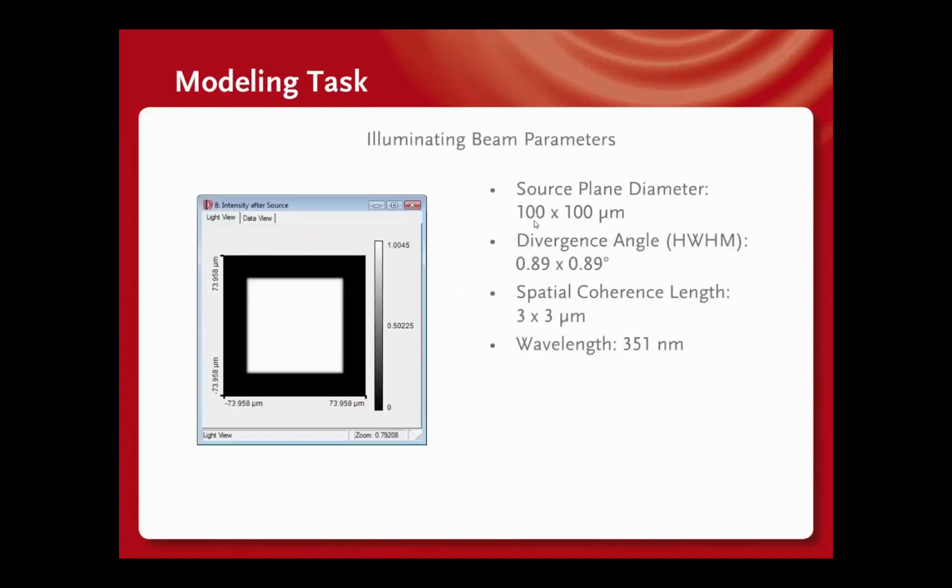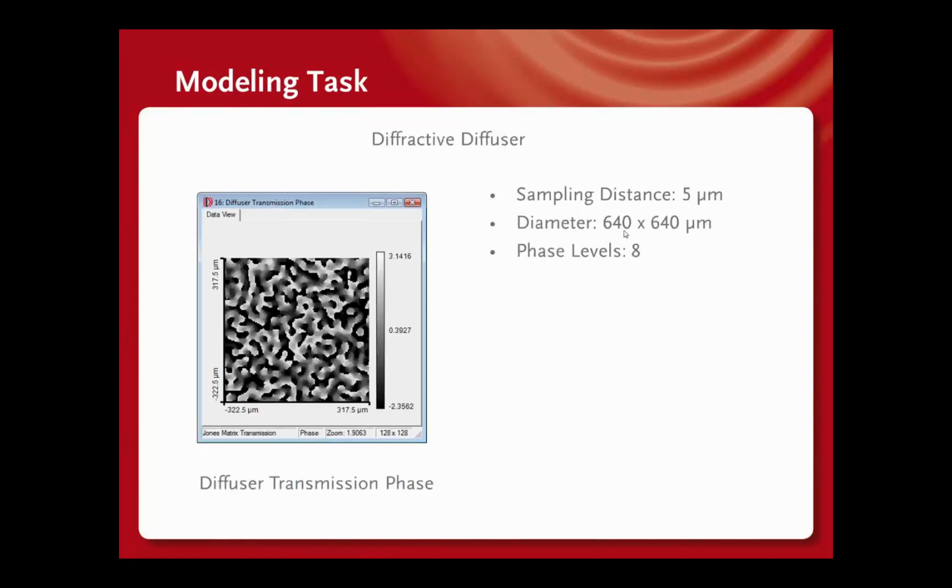The Excimer laser has a source plane diameter of 100 by 100 microns. The divergence angle is around 0.9 degrees, and this corresponds to a spatial coherence length of 3 by 3 microns. The diffractive diffuser was optimized by Virtual Lab. It's an 8-level diffuser with 5 micron pixel size.